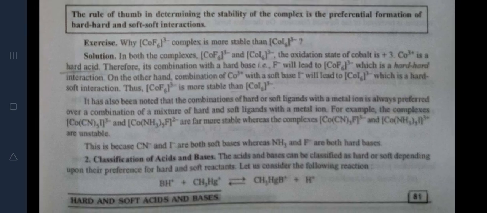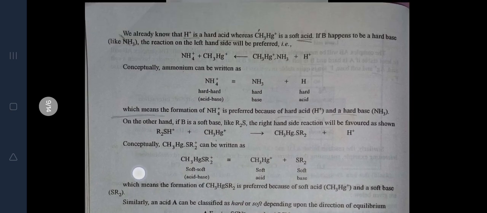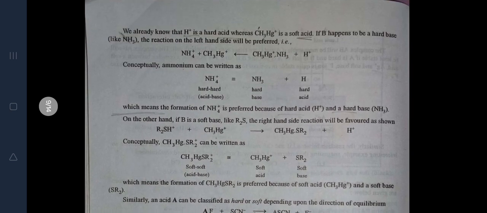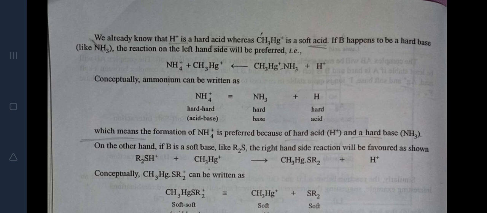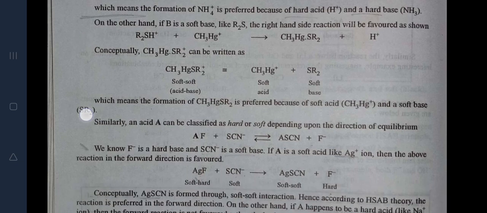Classification of acids and bases. The acids and bases can be classified as hard or soft depending upon their preference for hard and soft reaction. Let us consider the following. BH positive plus CH3Hg positive reacts in equilibrium to give CH3HgB positive plus H positive. Similarly, we know H positive is a hard acid whereas CH3Hg positive is a soft acid. If B happens to be hard like NH3, the reaction on the left hand side will be preferred, as given here. Similarly, this.